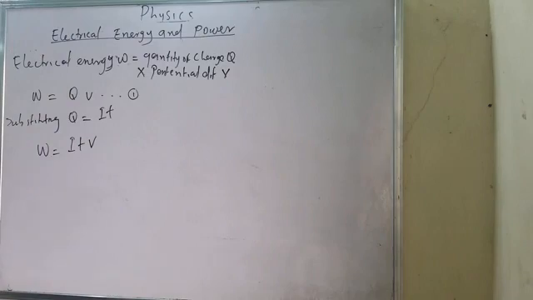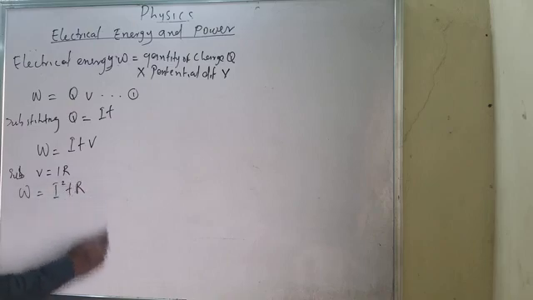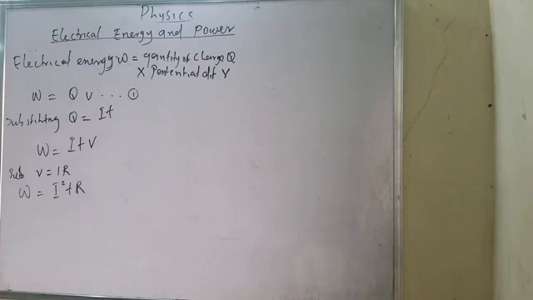Now, since I have that, I can continue. I can also say that V equals IR, from Ohm's law, which I explained earlier. It means my energy can be equal to I squared times T times R. Now, I squared T R, from Ohm's law. Please don't forget that.